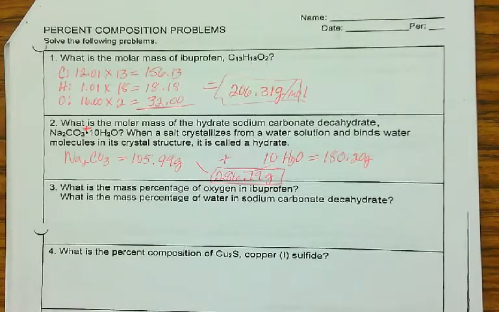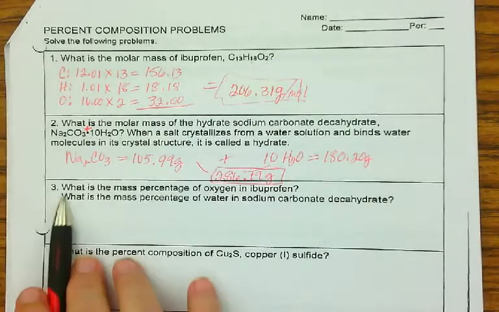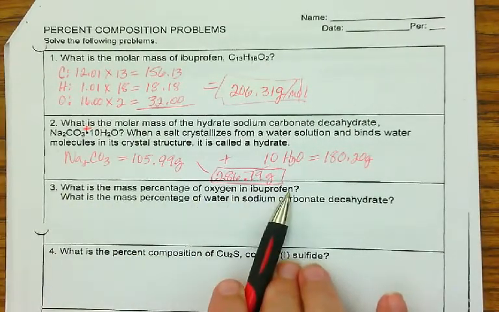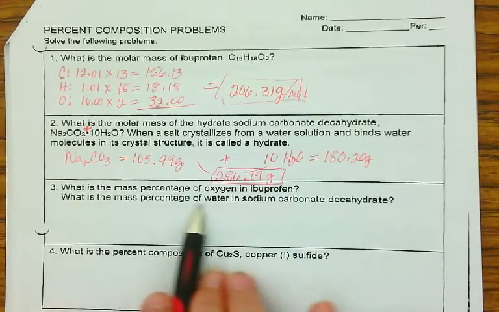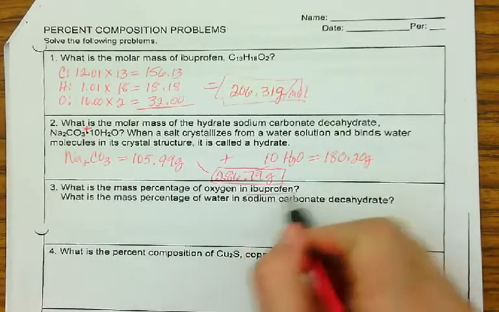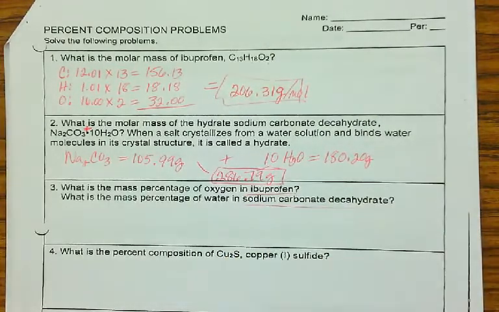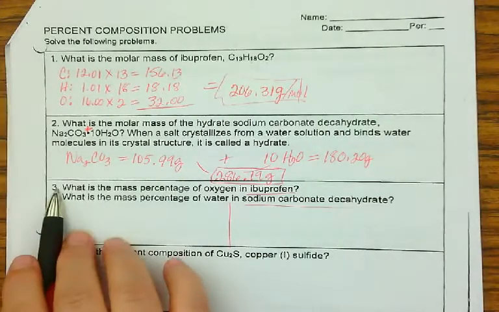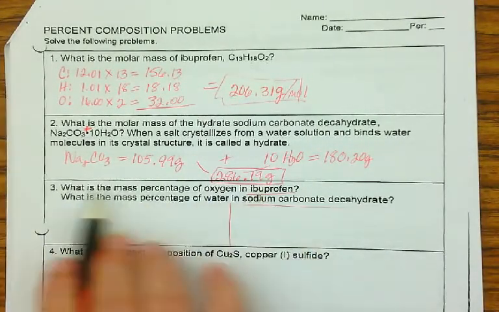Okay, going on then to number 3. Number 3 says, what is the mass percentage of oxygen in ibuprofen? And then it says, what's the mass percentage of water in sodium carbonate decahydrate? So it's asking about 2 different molecules. These are 2 separate problems.